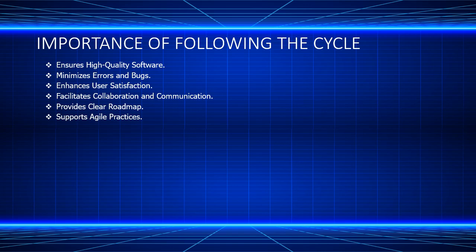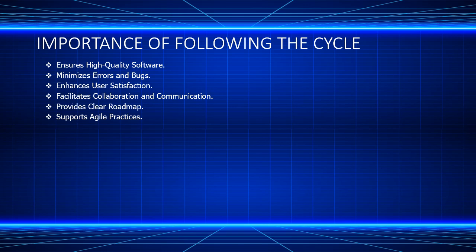Minimizes errors and bugs. Each phase of the cycle integrates activities like requirements gathering, design reviews, and testing, enabling early identification and rectification of errors and bugs, thus mitigating risks and enhancing product stability. Enhances user satisfaction. Involving stakeholders throughout the development process and iteratively refining the software based on feedback ensures alignment with user needs and expectations, ultimately fostering higher levels of user satisfaction and loyalty.